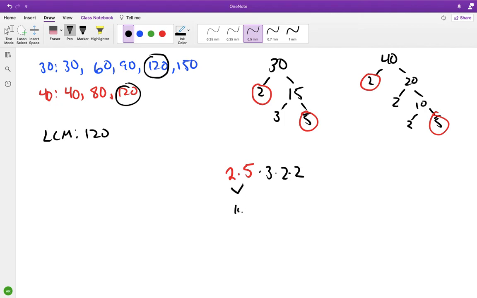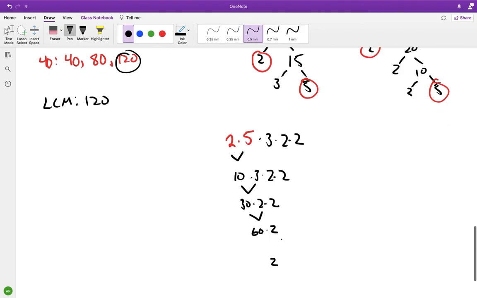2 times 5 is 10. Now you realize I'm just multiplying from left to right following order of operations. 10 times 3 is 30. 30 times 2 is 60. 60 times 2 is indeed 120. So there you go. Once again, you're getting the least common multiple of 120.